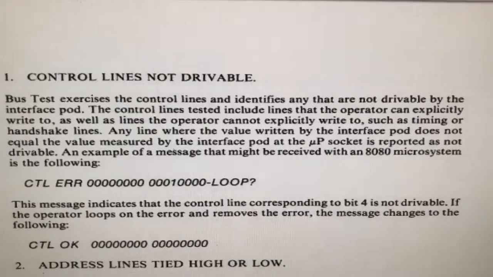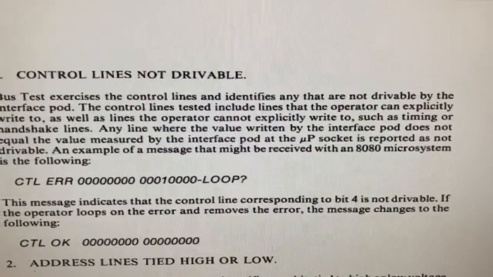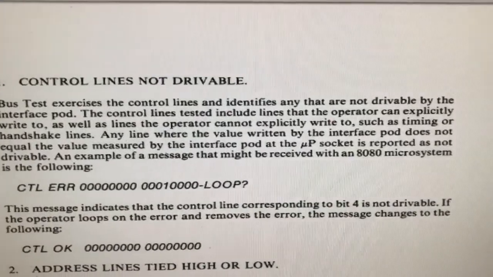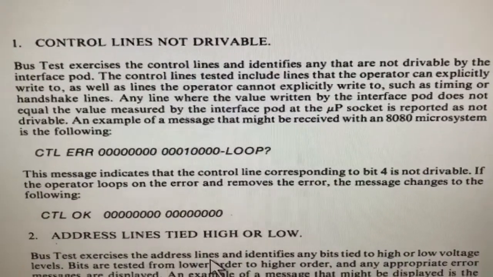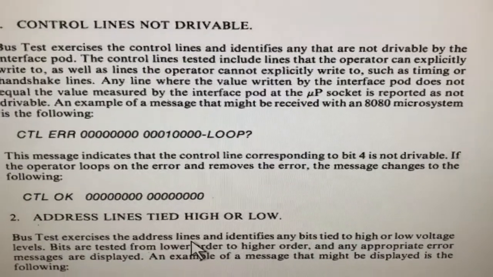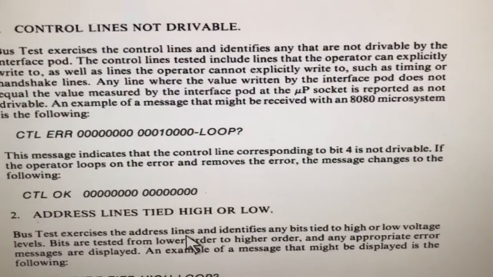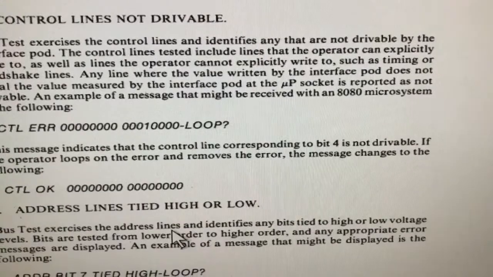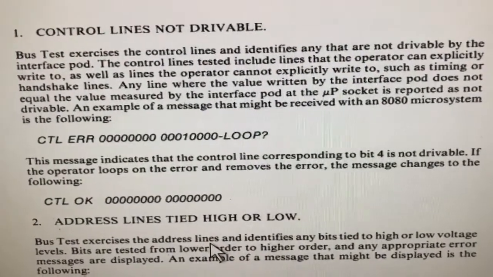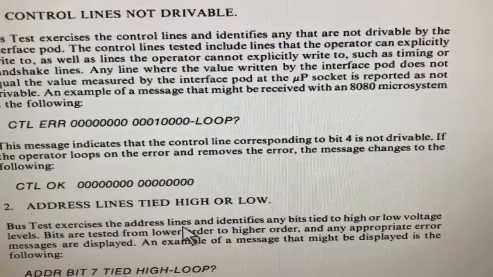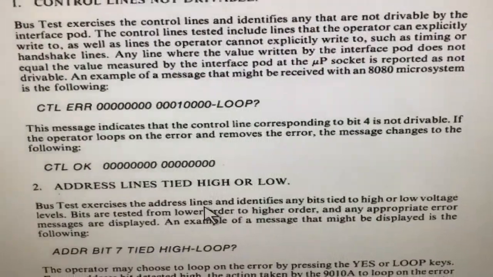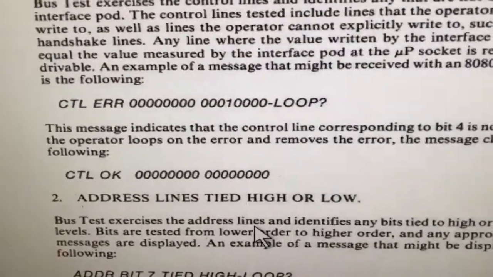An example of a message that might get received back with an 8080 micro system is the following. Well, we're using 8080. CTL error, and so on, Loop, which is kind of what I've got. This message indicates that the control line corresponding to bit 4 is not drivable. If the operator loops on the error and removes the error, the message changes to the following: CTL OK.